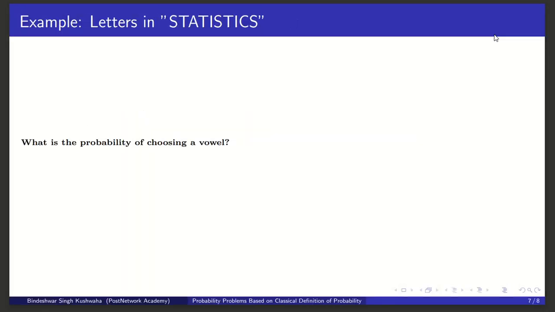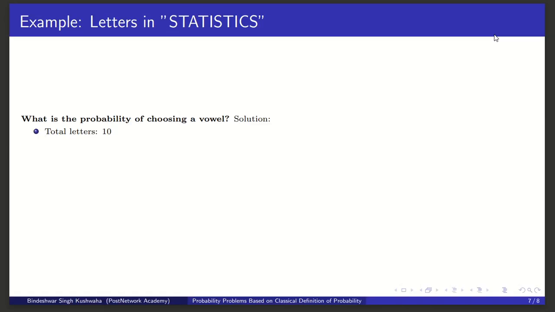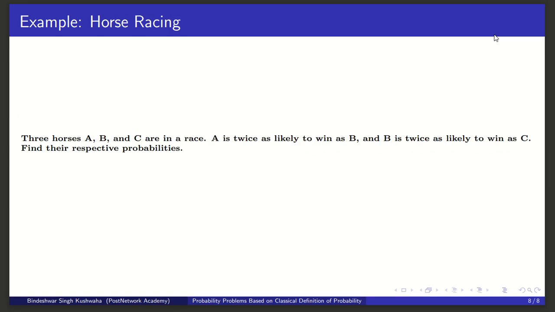Now what is the probability of choosing a vowel? So total letters, you can see that in statistics there are 10. So vowels, there are A, I and I. So that means 3 upon 10.